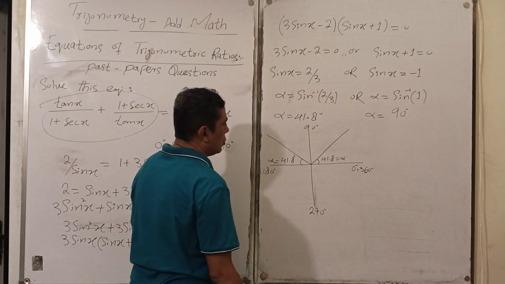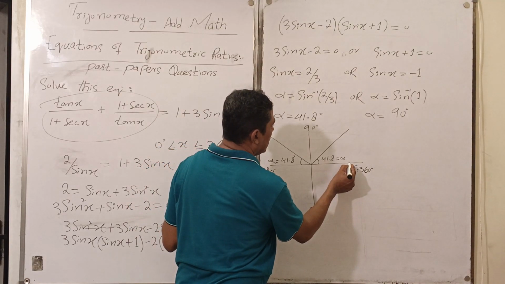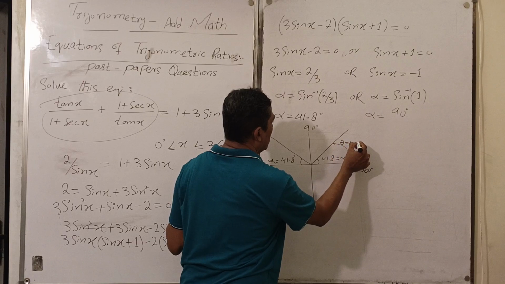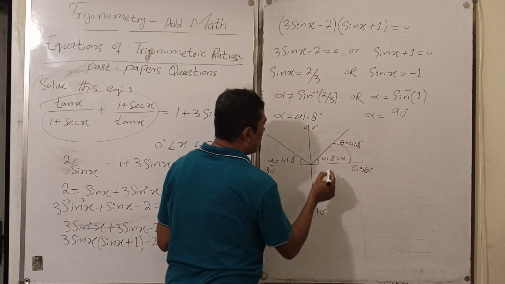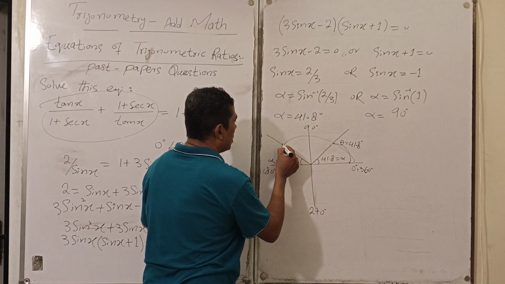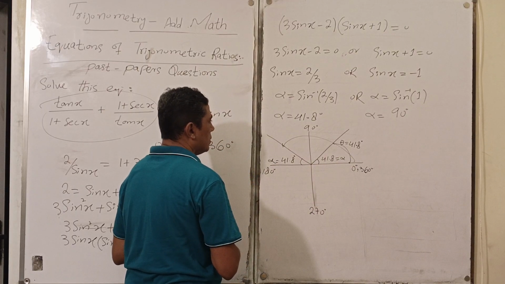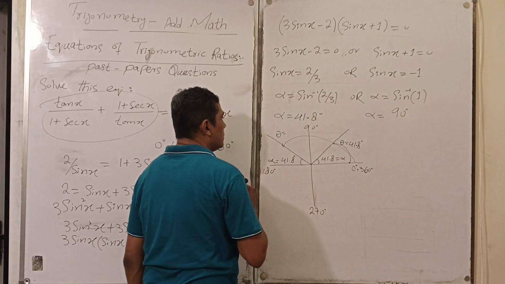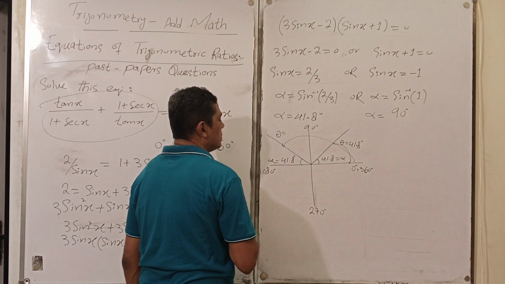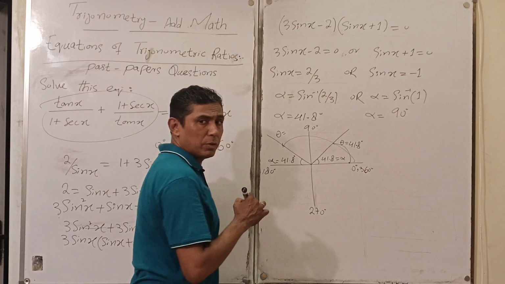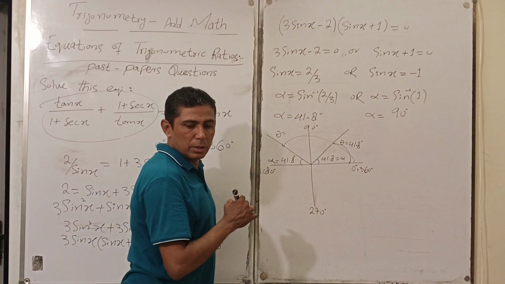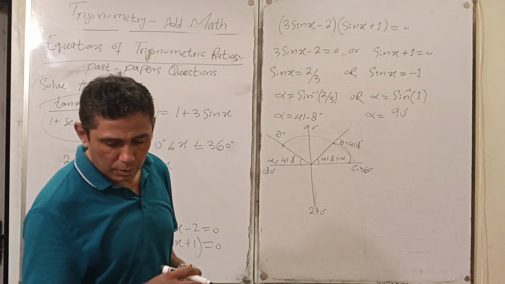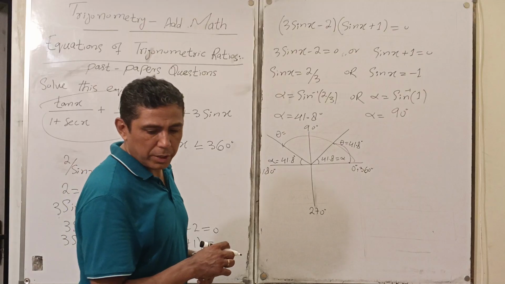That's it. Okay. So now consider theta is 41.8. Theta equal to 41.8. Okay. Now the next value is 180 minus 41.8. Yeah, 180 minus 41.8, 138.2. Okay.